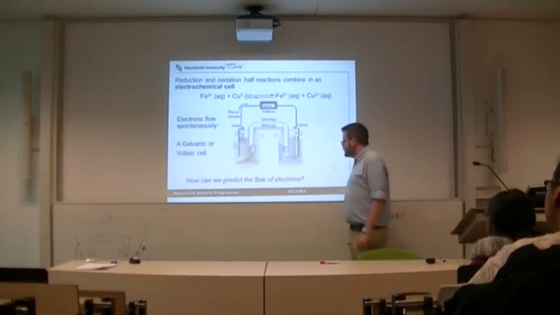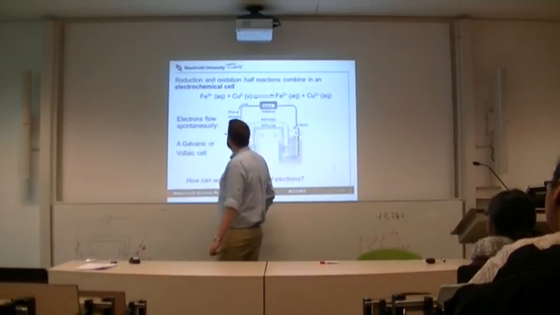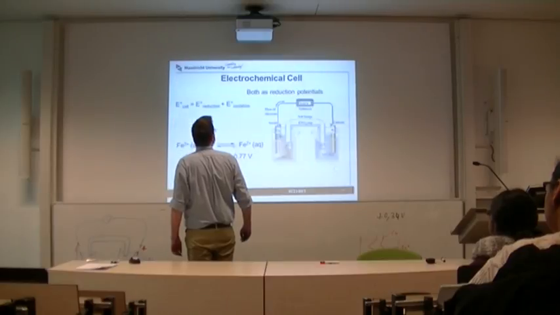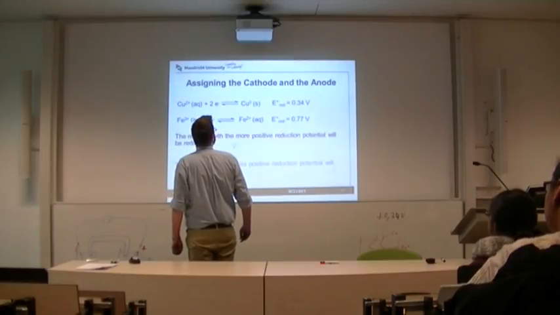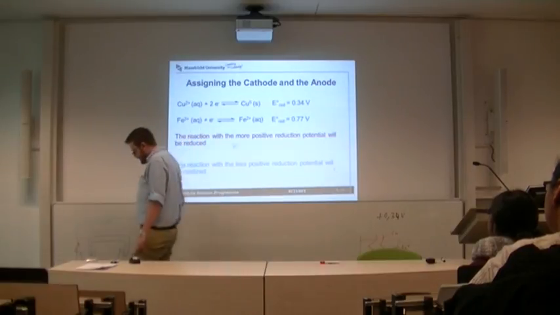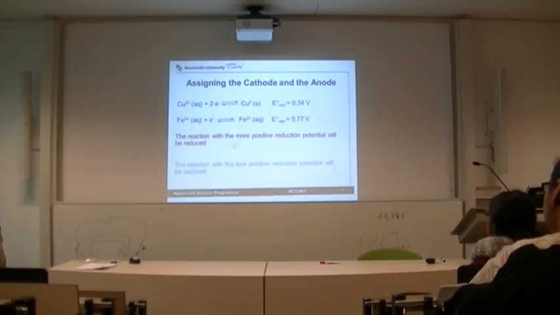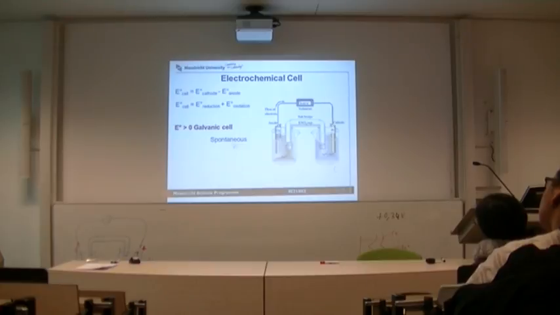Now, I introduce the next notion. This is what we've looked at: assigning the anode and the cathode. Oxidation occurs at the anode, reduction occurs at the cathode. That's not too important. We've already looked at that.